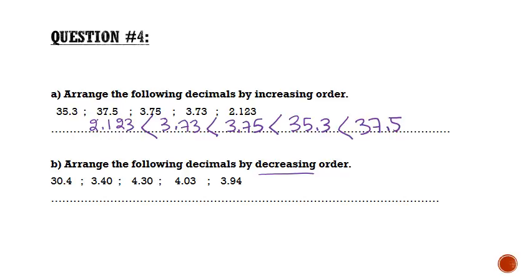Now I want to put them in decreasing order, which means from the greatest to the smallest. Right? Yes, Alma. 40.4. Very good. So this is the greatest number. What comes next? Yara? 4.30. Very good. Then, Sabine. 4.83. Very good. Then 3.94. Very good. Then the last one is 3.40. Is it clear? Yes. Good.